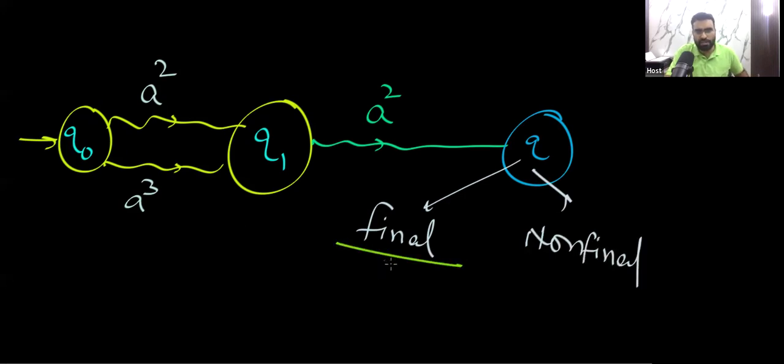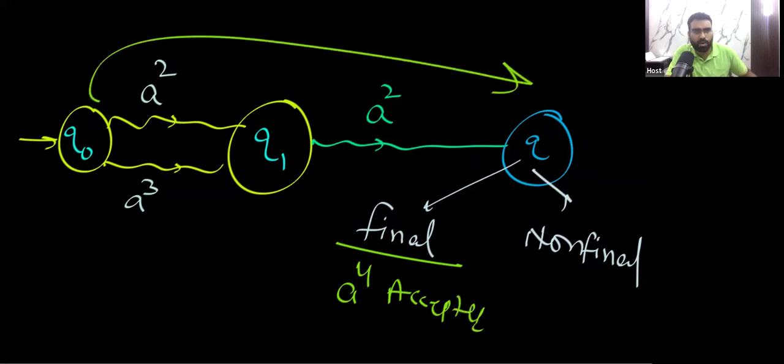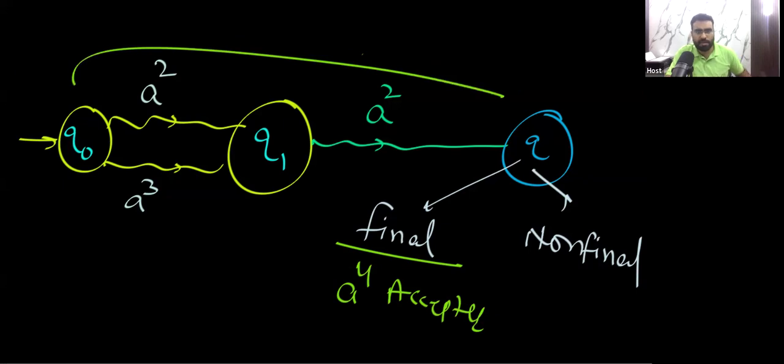See, if I go to final, then what will happen? If I make it final, then a power 4 is accepted. Should I accept it? If I make it final, then a power 2, a power 2, a power 4 is accepted. Okay, so this is a problem.